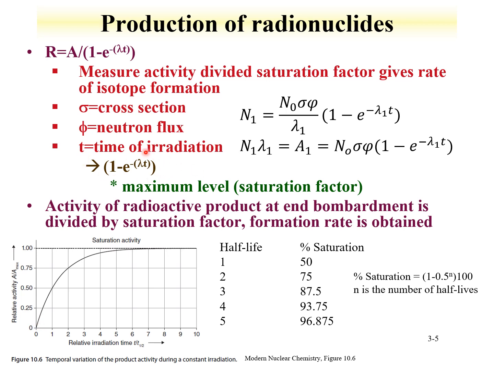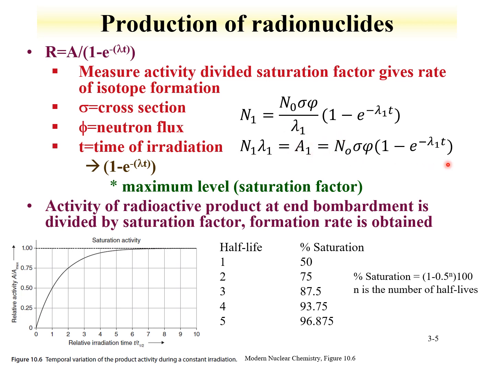Using the saturation factor, the number of product atoms produced is equal to the number of target atoms times the cross-section times the flux, as we discussed on the previous page, divided by the decay constant for the atom produced times the saturation factor, 1 minus e to the minus lambda t, where lambda is the decay constant for the isotope produced. If the number of product atoms is known, the activity can be found by multiplying the number of product atoms by the decay constant. And all we need to do is rearrange this equation.